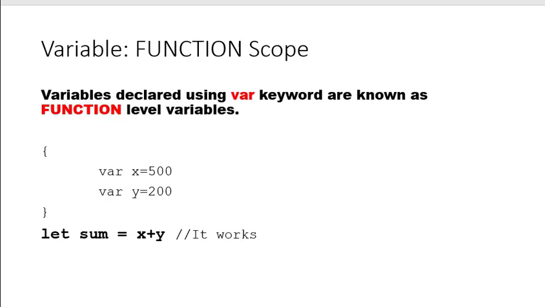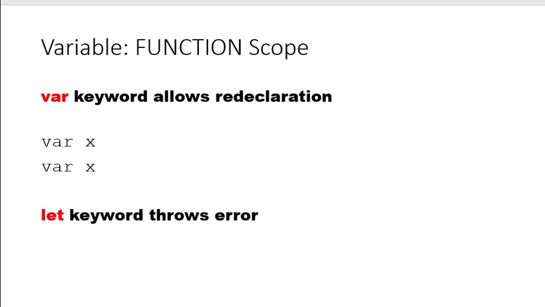But if you declare the variables x and y using var keyword inside the block, the last line of code works fine because variables declared with var keyword are function scope and these are available outside the code block. Here is another difference. With var keyword, you can declare a variable more than once. It is allowed but simply ignored. But let keyword does not allow redeclaration of variables. It simply throws an error.